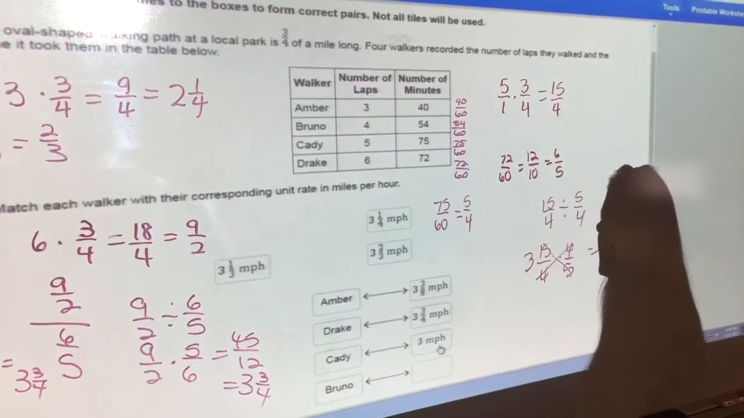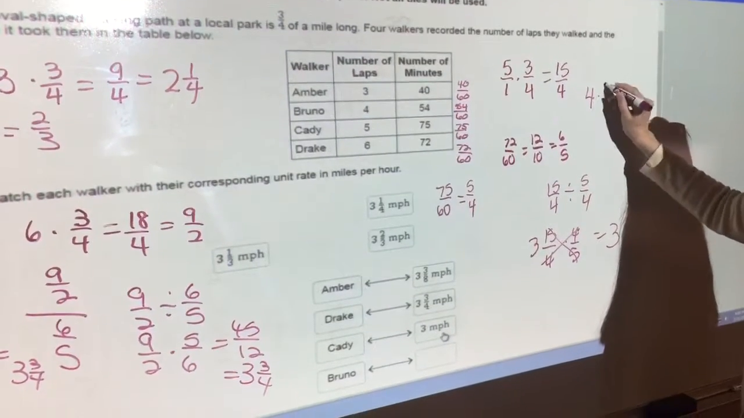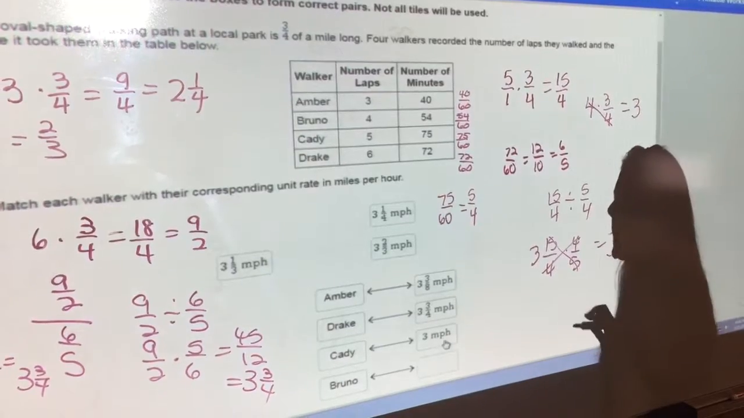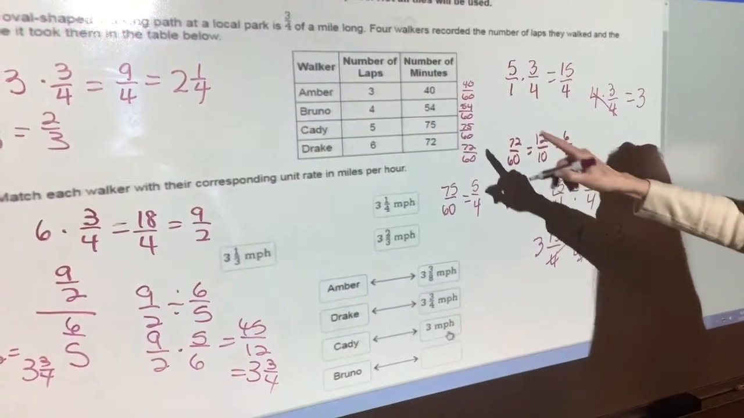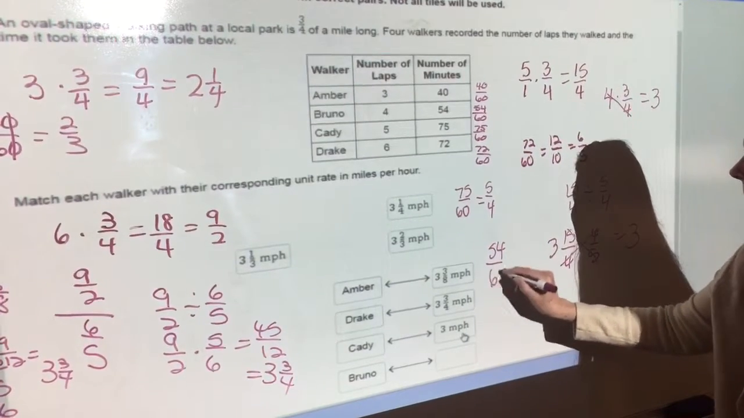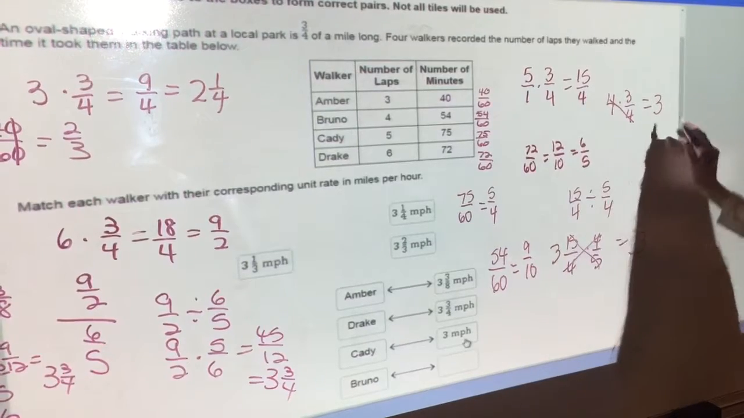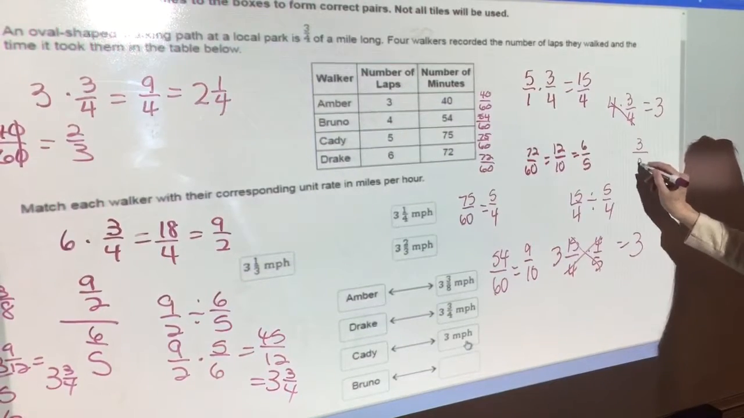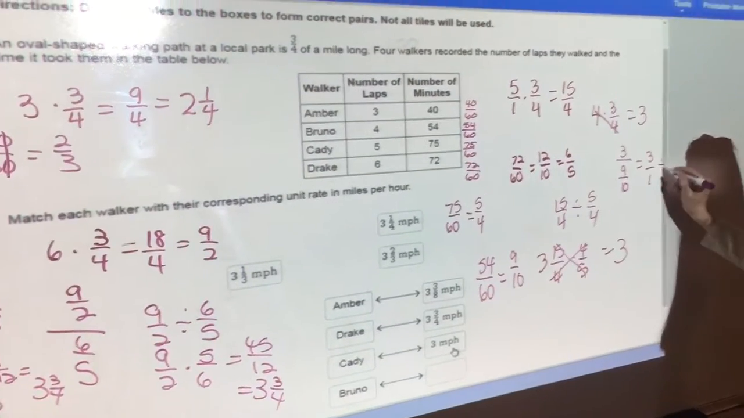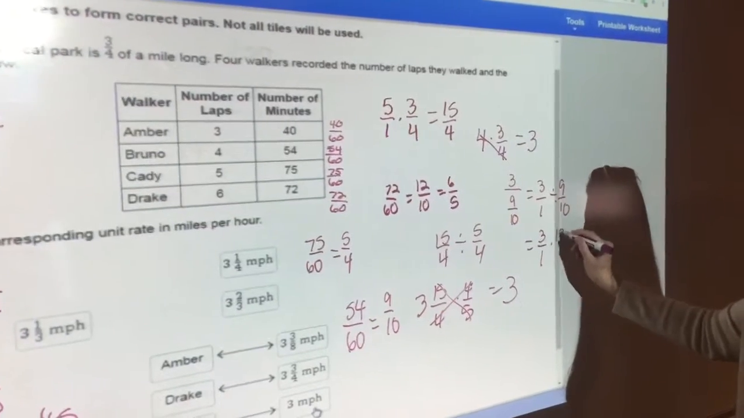And then our last one, Bruno, number of laps was 4 times 3/4. So that cancels down, so that was 3. And then I'm going to divide that. Bruno went 54, so 54 60ths. If you divide that by 6, that's 9. Divide that by 6, that's 10, so it's 9/10. So I'm going to take 3 divided by 9/10. So that would be 3 over 1 divided by 9/10. Invert and multiply. 10 ninths.